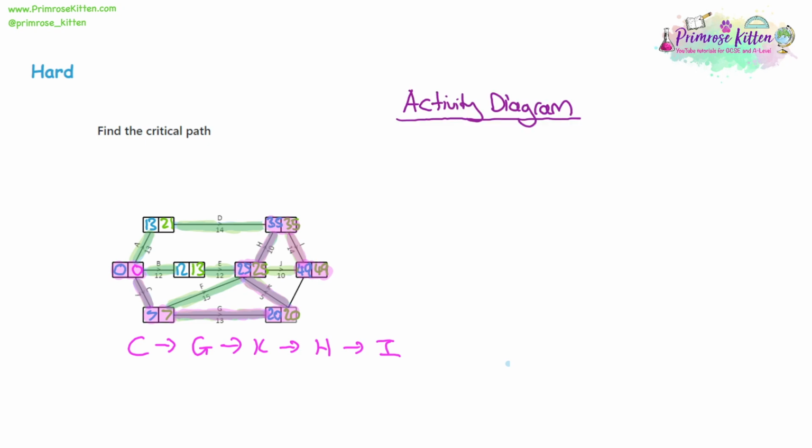So how do we do this? Well, the first thing we do is similar to a Gantt chart. It's actually easier to do an activity diagram after doing a Gantt chart. But what you would do, you say, well, C. We've got 7 Cs, so we'd write out C 7 times. Then we've got G, which is 13 Gs. Then we've got 5 Ks. We've got 10 Hs, and then we've got 14 Is. So you'd have something like this.